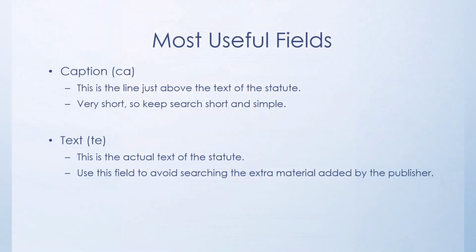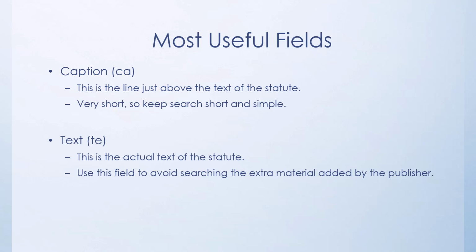Now, these are the two fields I most like to use when searching statutes. First one is caption, and as I showed you, this is the very short line just above the text of the statute. And because it's very short, you have to keep your search in this field very short. You remember from what we just looked at, the caption for that code section was issuance of license. So there's only 3 words in that caption. If you had required a bunch of words in your search, it most likely would not have found it.